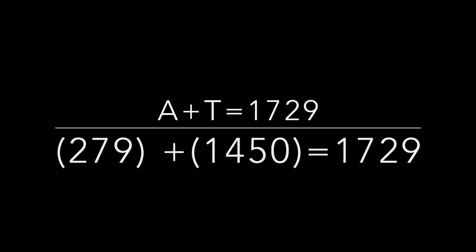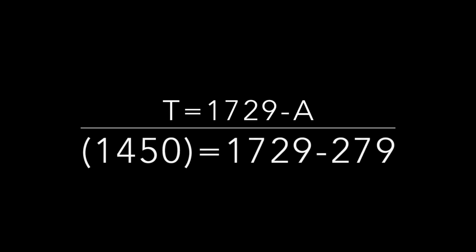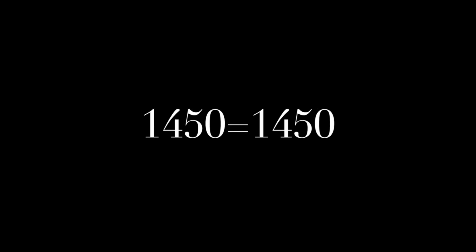Let's check our work. For A, we're going to substitute in 279, and for T, we're going to substitute in 1,450. Now for the second way, T equals 1,729 minus A, so for T, we're going to sub in 1,450, and for A, we're going to sub in 279. If you follow that equation through to the end, you'll get 1,450 equals 1,450.